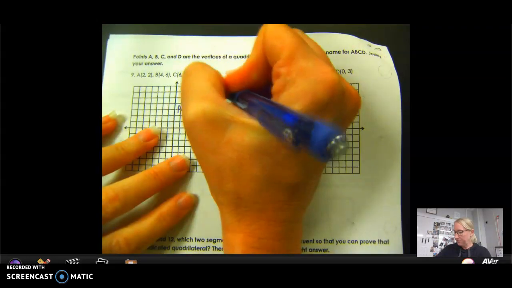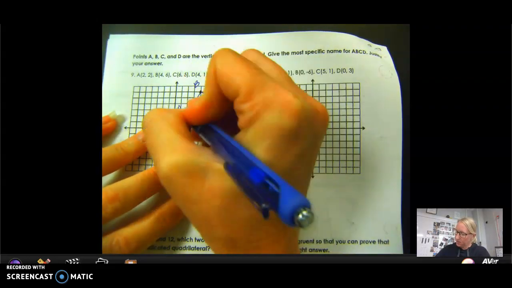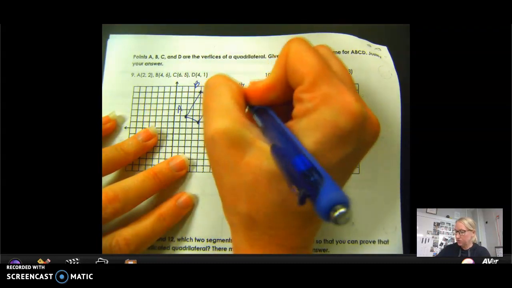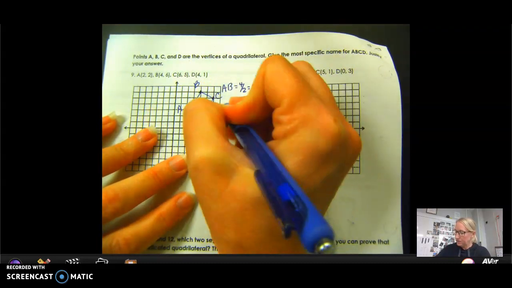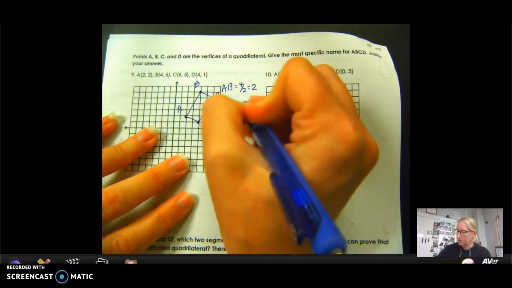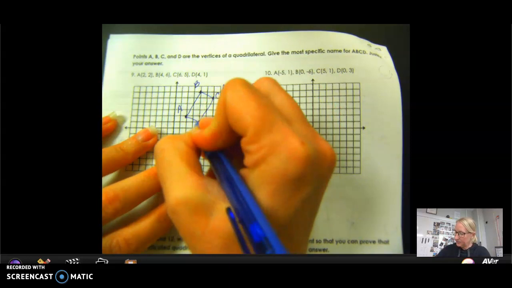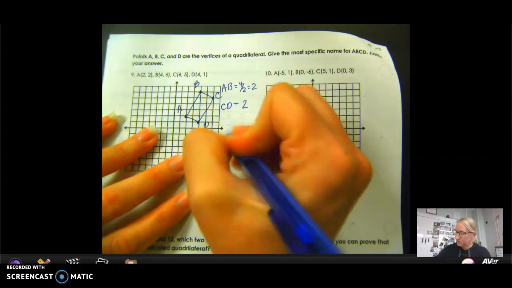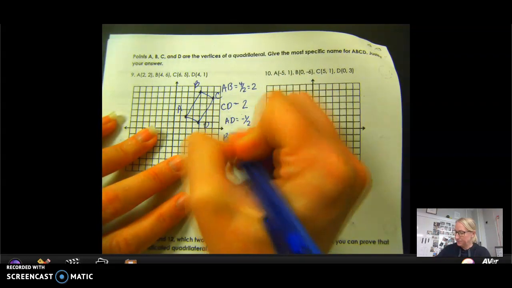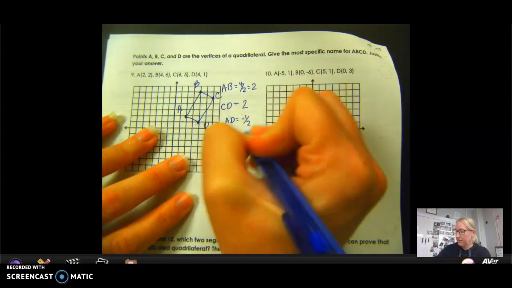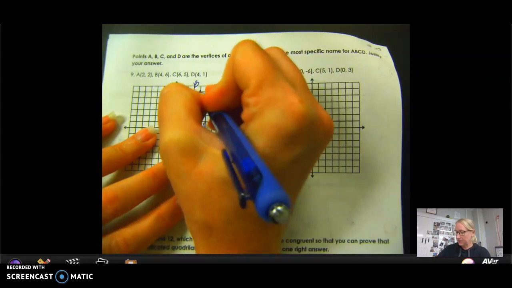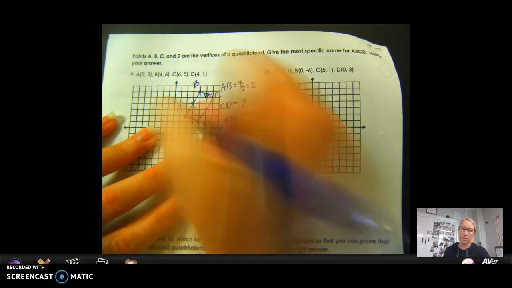So AB, its slope is rise 1, 2, 3, 4 over 2. So 4 over 2, which is equal to 2. CD, it's a rise 1, 2, 3, 4 and a run of 2. So that is a slope of 2. A to D is a rise of 1, go back 2. So that is a negative 1/2. And BC is also a negative 1/2. So this is parallel to this, and this is parallel to this. So we know that it's at least a parallelogram.